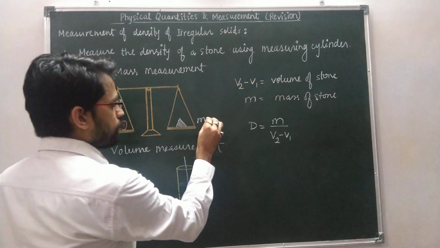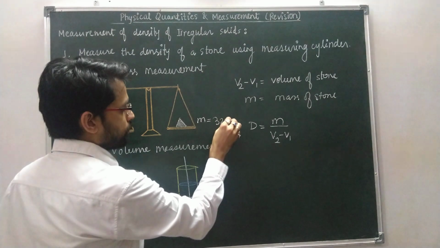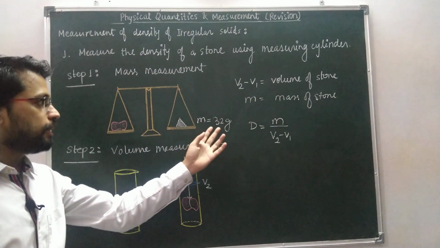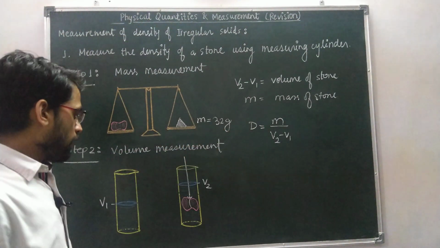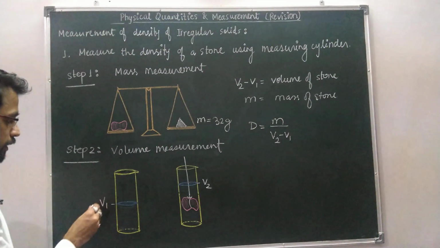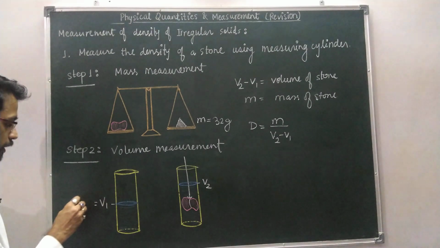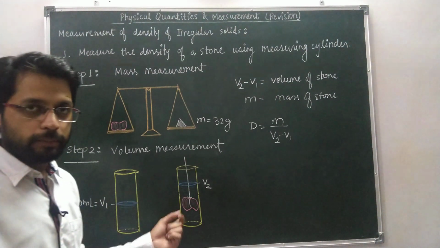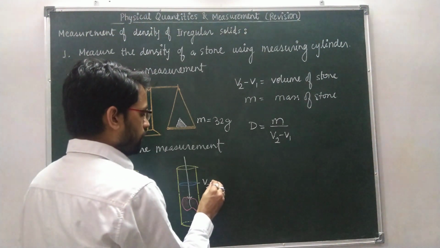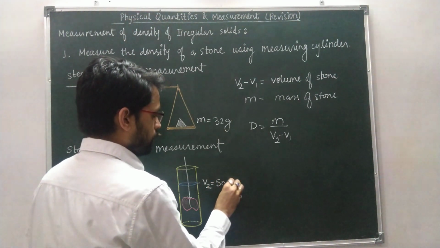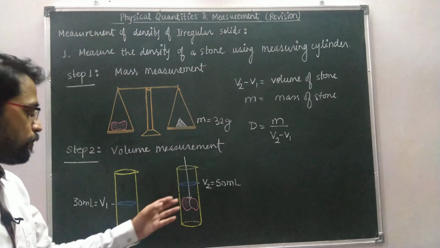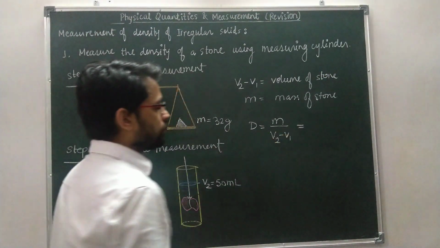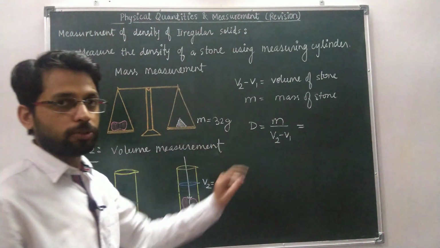Imagine the mass of the stone is 32 grams. When you measure the mass of the stone using a beam balance, it comes out to be 32 grams, and the initial volume of the liquid is say 30 milliliters. And when you immerse the stone completely inside the liquid, the level rises to 50 ml. Now, put the values of M, V1, V2 in this formula.